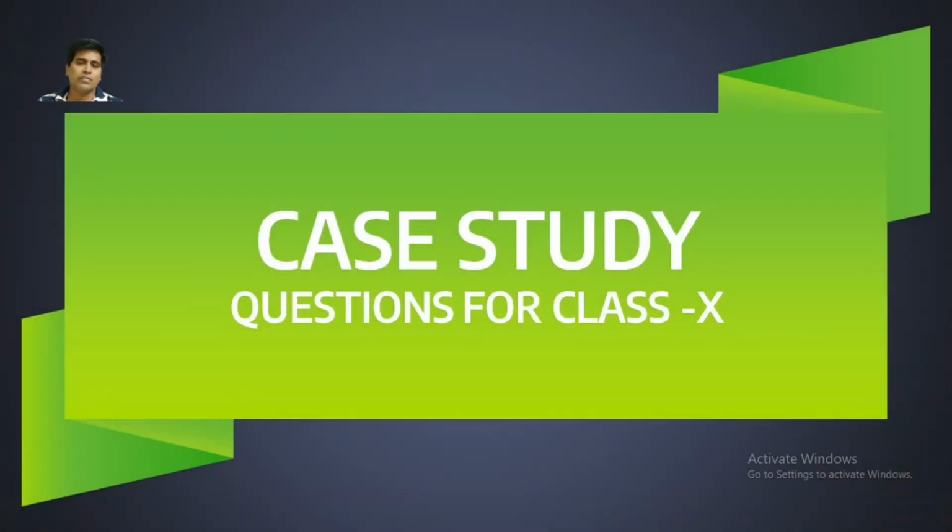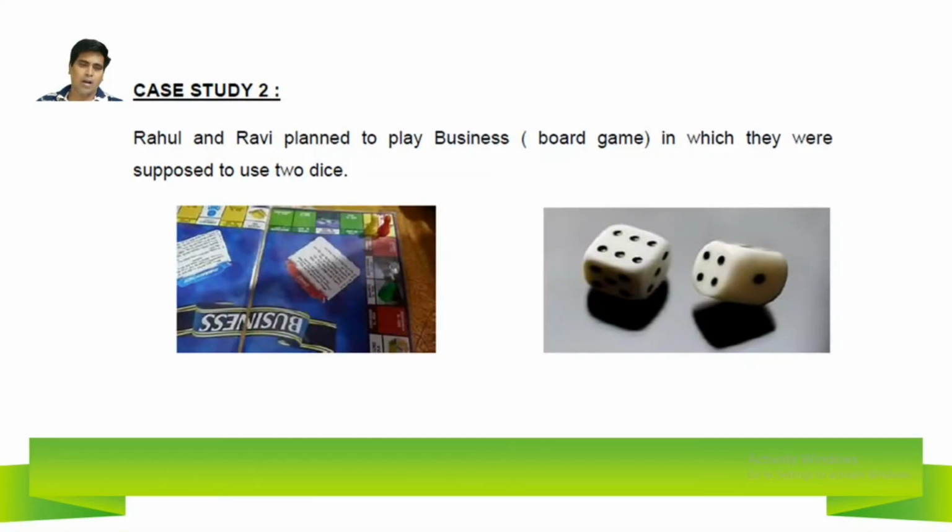Let us see the case study question today on statistics, case study number 2. Already I have completed case study number 1. I will give the description above. Please go through it once. This case study is about two dice, so clearly it is on dice. Earlier we have done playing cards. So we have this question.